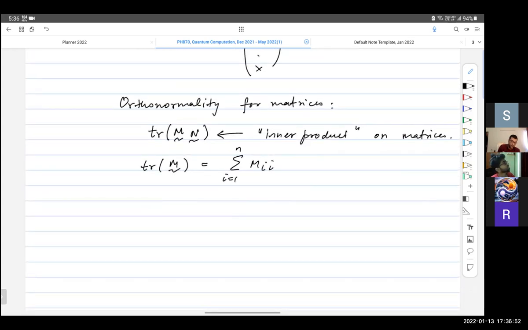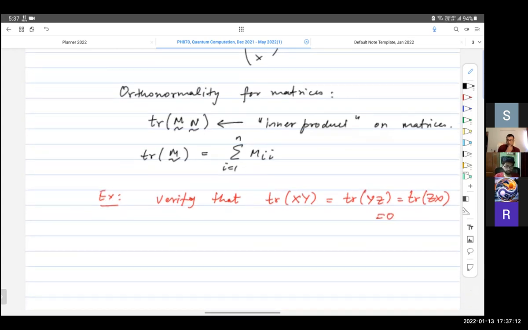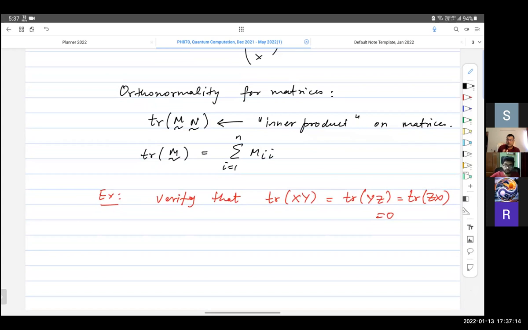So this is an exercise for you. Verify that trace of XY is equal to trace of YZ is equal to trace of ZX is equal to zero. So these matrices are orthogonal to each other with respect to this scalar product.